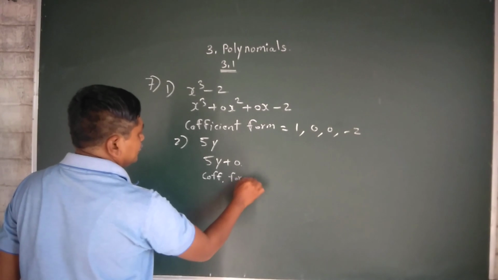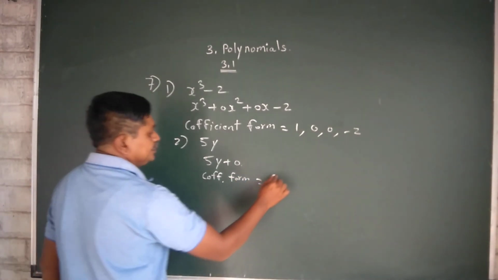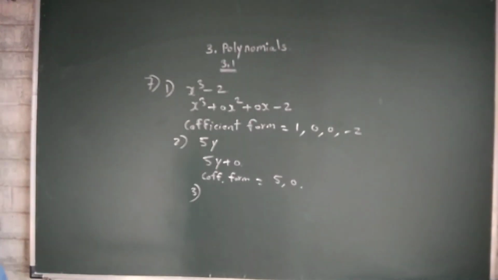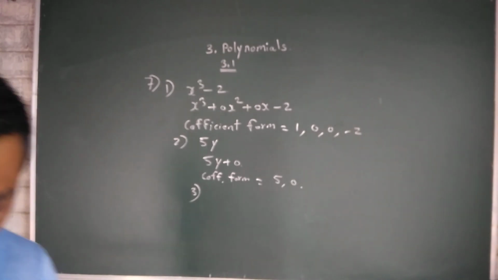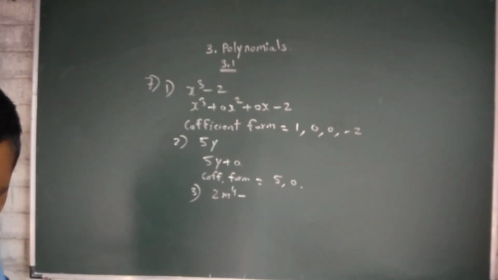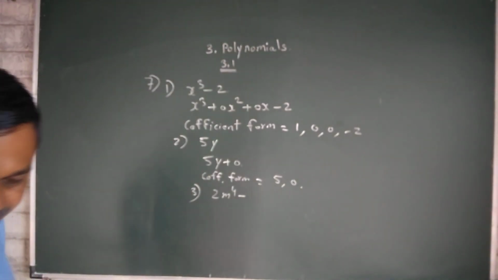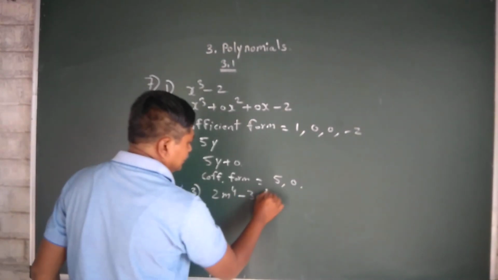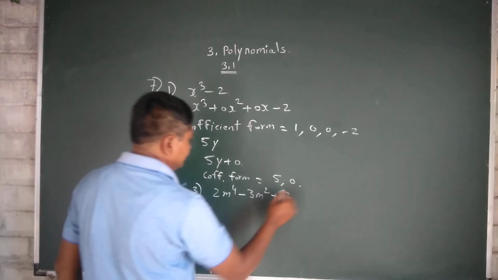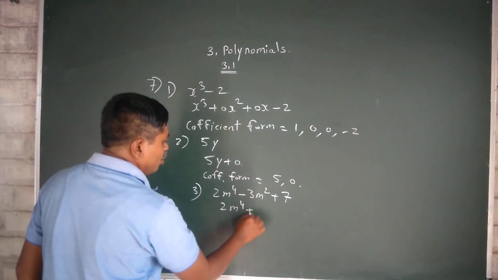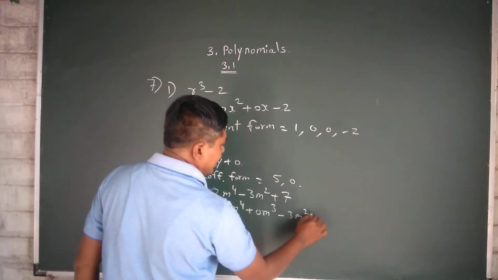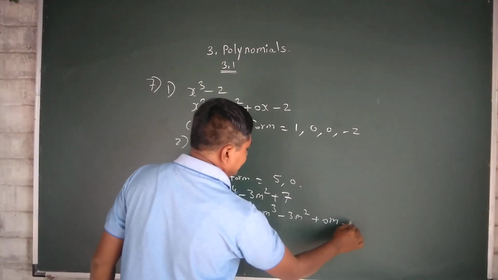Coefficient form 5, 0. Third, 2m raised to 4 minus 3m square plus 7. 2m raised to 4 plus 0m cube minus 3m square plus 0m plus 7.